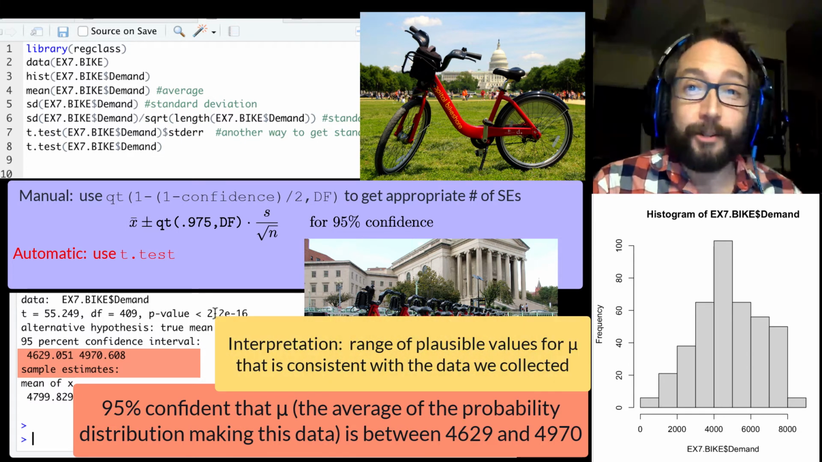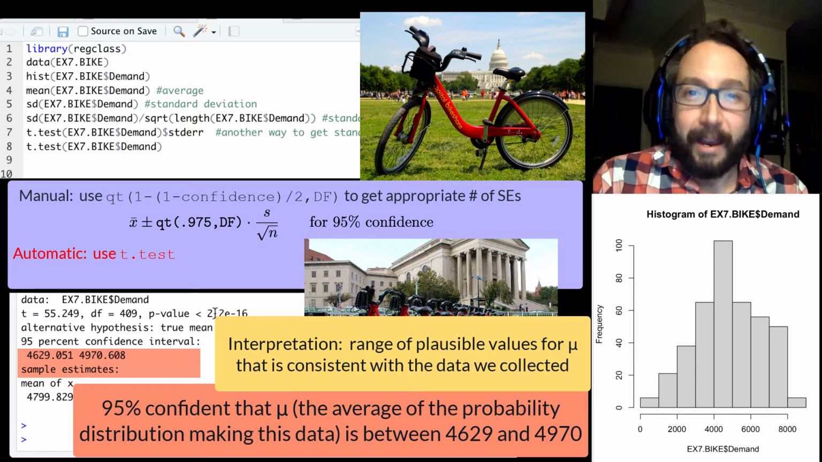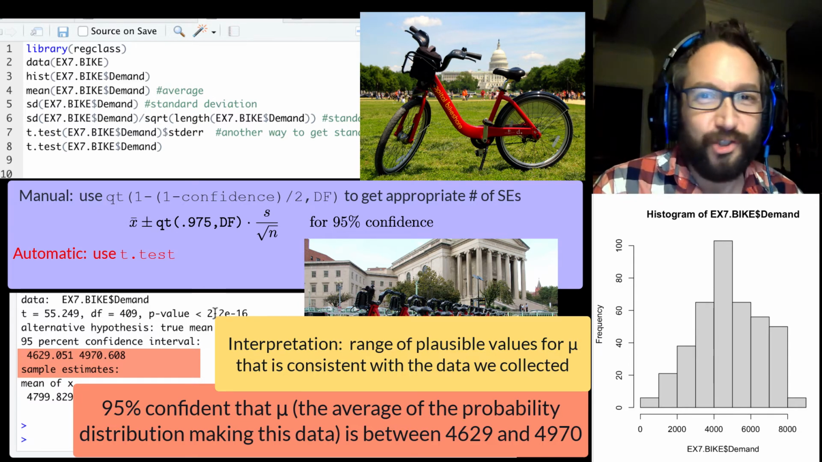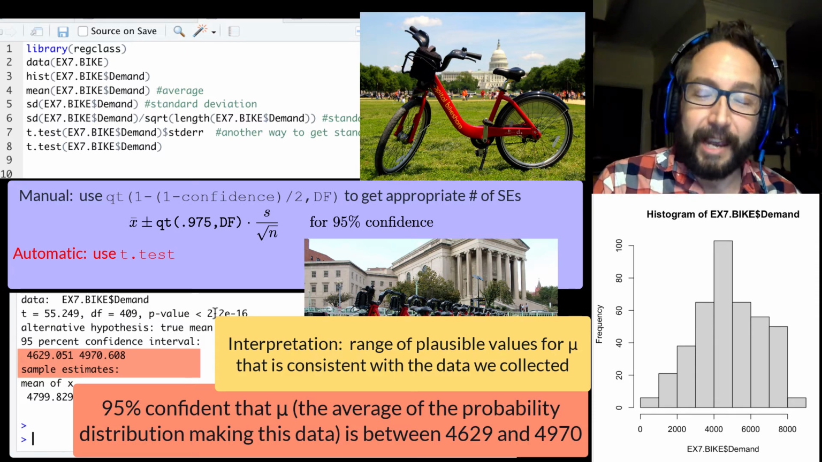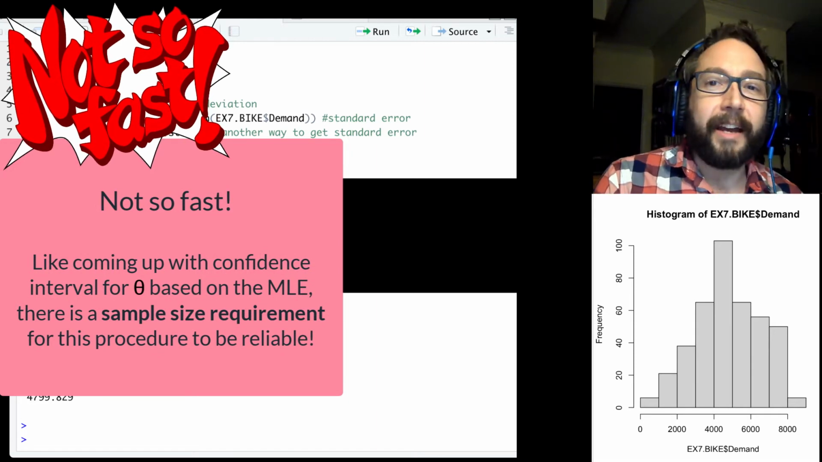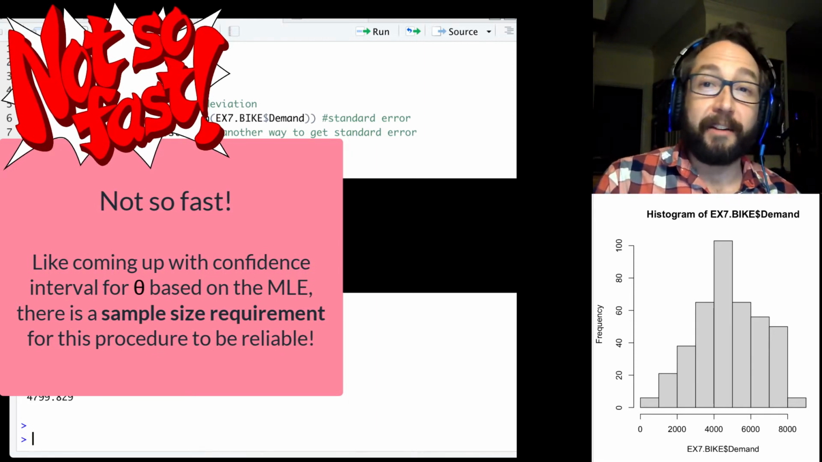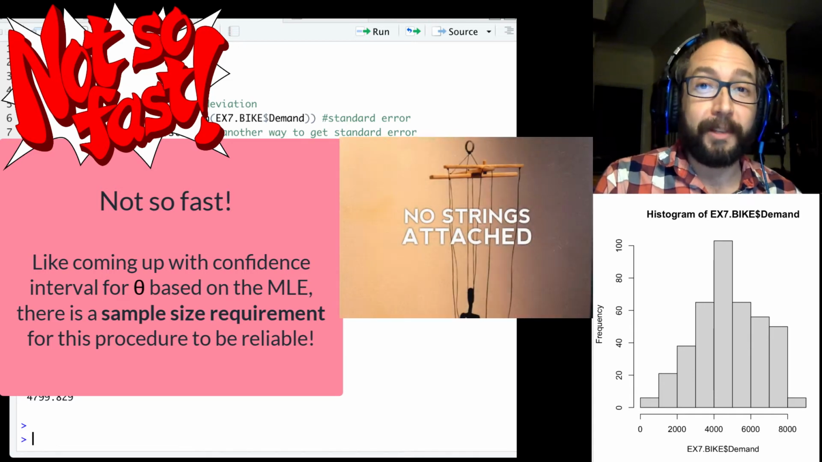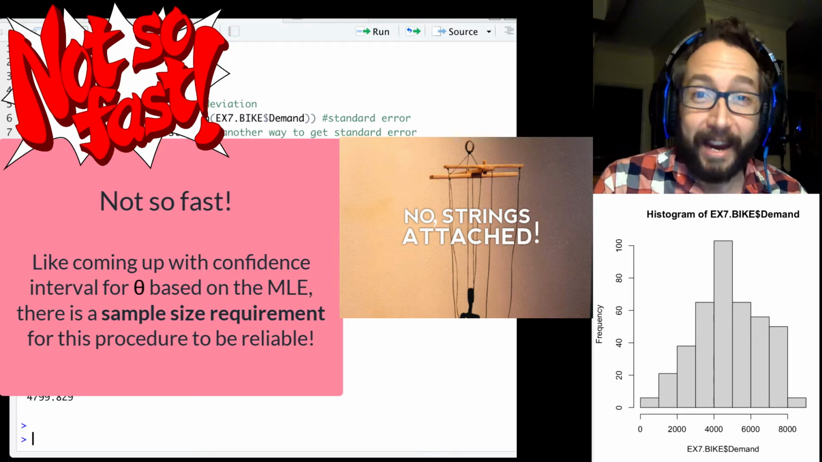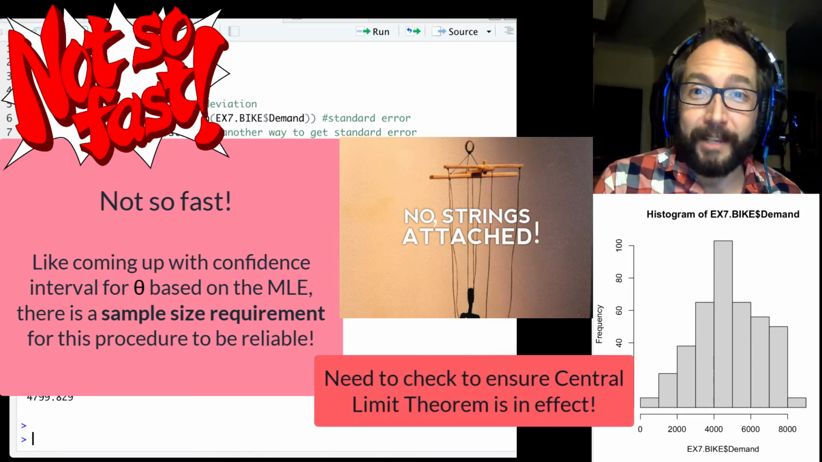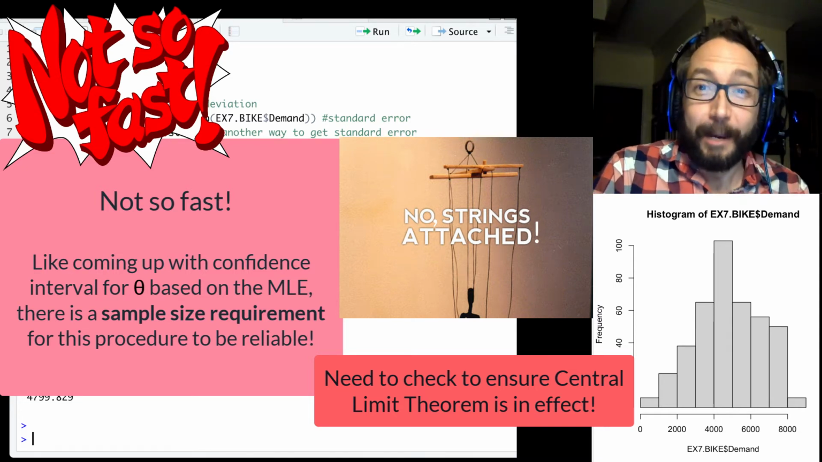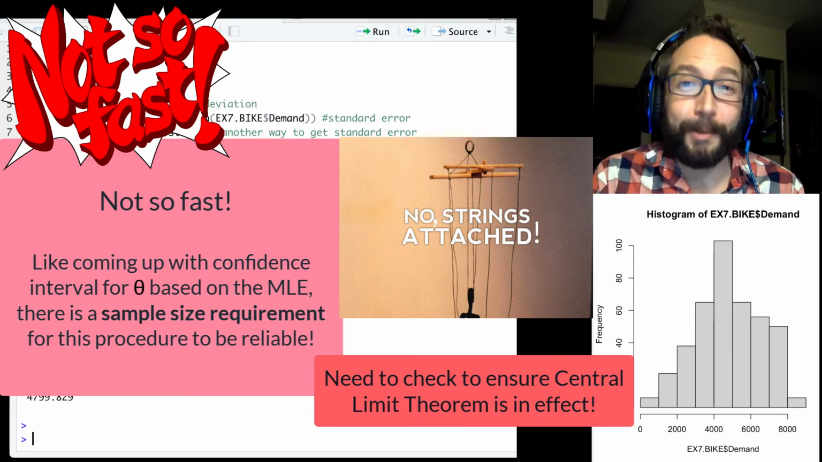So I have a range of plausible values for mu, the expected value or average value of whatever probability distribution is generating this data, based on the sample values that I've collected. Now, one caveat: in order for this procedure to go off without a hitch, we need to make sure the central limit theorem is in full effect, because we were using the fact that the number of standard errors that x bar is away from the true value of mu is a t-distribution, which in itself requires that the sampling distribution of x bar is approximately normal.